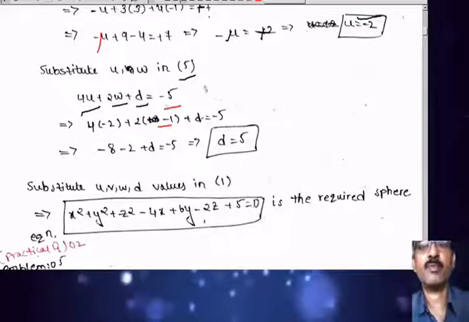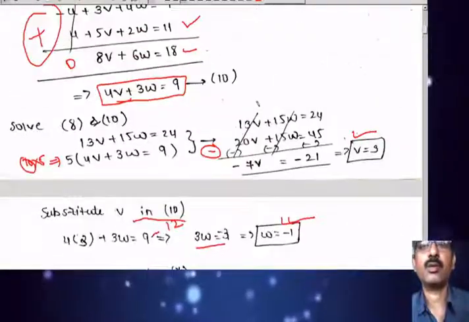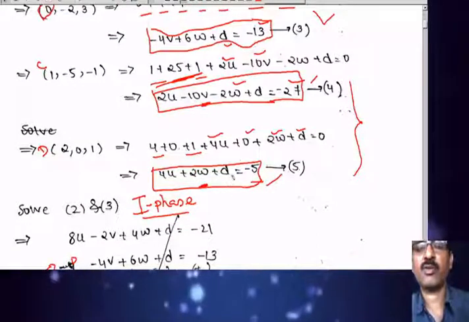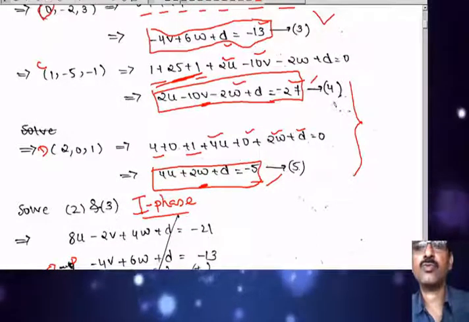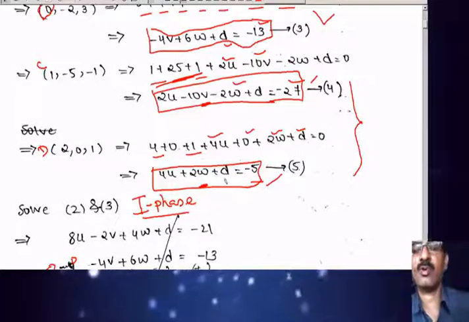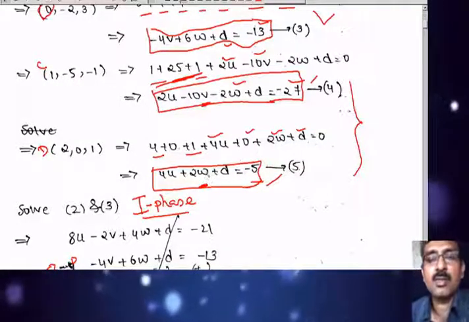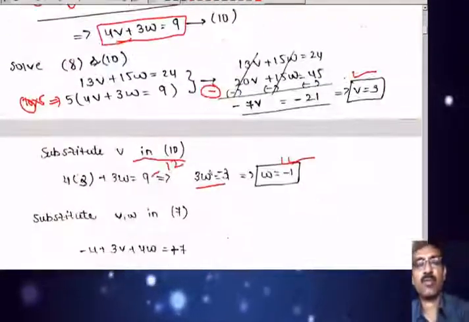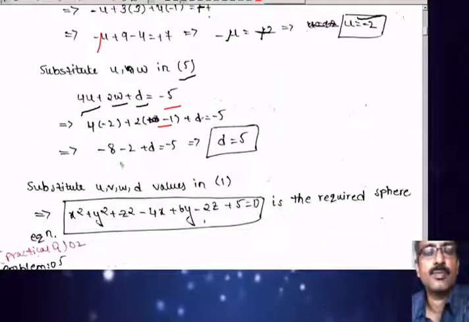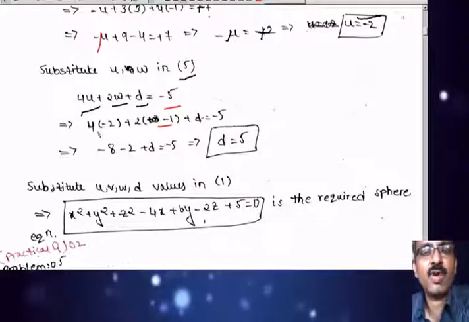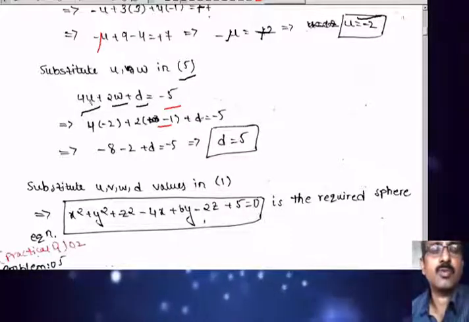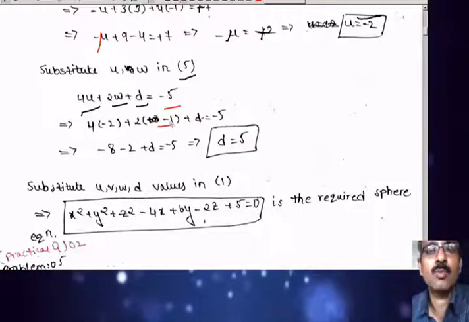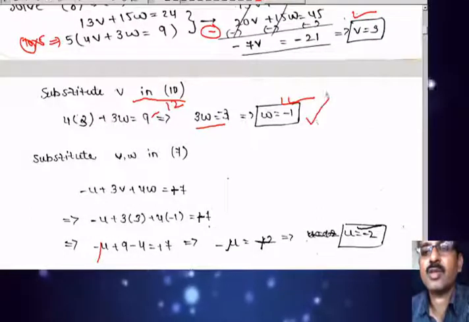We have selected the fifth equation. In the fifth equation also we have d. You can choose the fourth or third equations also. This is a very simpler way. Why? Because the v term is absent in this equation. That's why I selected the fifth equation, so we need not substitute the v value. So simply substituting u and w values, u is minus 2, w is minus 1.